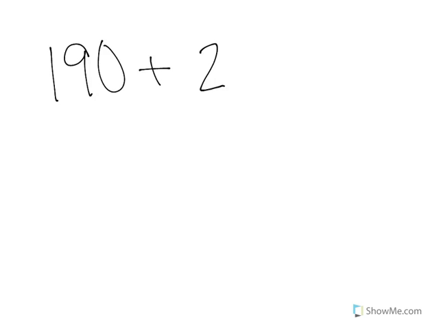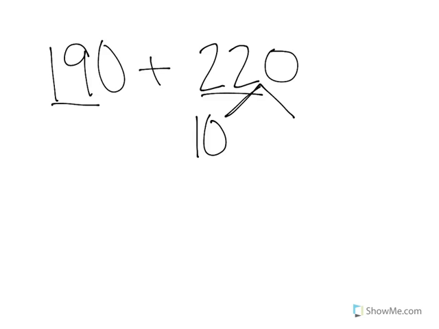190 plus 220. So let's see, first I need to think about which number is closer to the next 100. So I see 19 tens over here, and I see 22 tens over here. I know that 19 tens only needs one more to be 20 tens, or 200, so that one is closer. So I'm going to break apart this other number. So if I have 19 tens, I need one more 10, so I'm going to put that 10 over here. Let's see, if I take away 1 ten from 220, I have 210 over here.